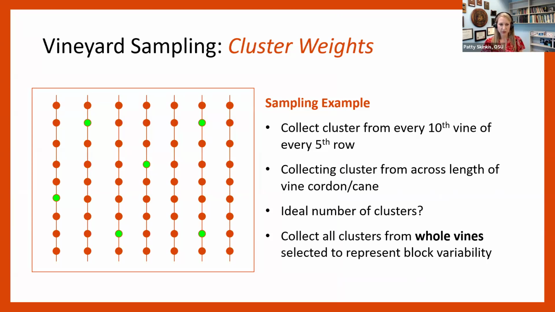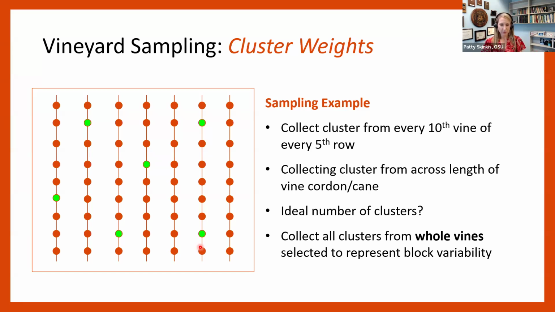Then have a sampling strategy for your cluster weight. So here's just a pictorial example of how I have said every 10th vine of every 5th row is going to be where we're going to collect the fruit. That's the randomness of it, is that you're going to come up to that plant and you're going to collect your clusters from it, or use that as your whole vine that's representing the sample. If you're going to do cluster weights, make sure that you collect clusters as randomly as possible, but keeping in mind to try to collect across the whole length of a cane or a cordon, because we sometimes see differences at the head of the vine versus the end of the cordon or the cane.